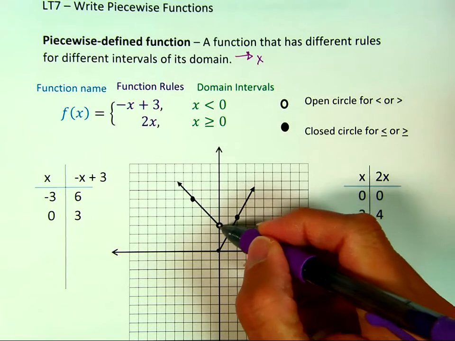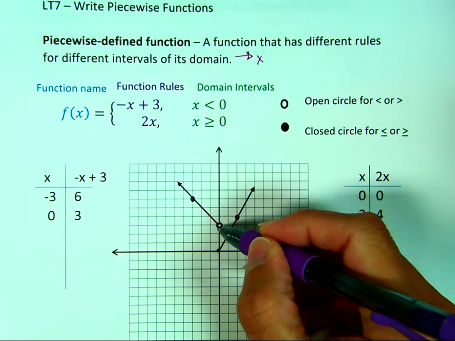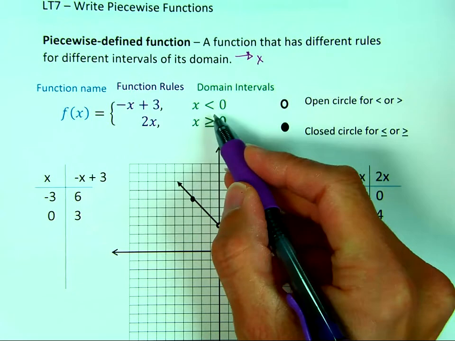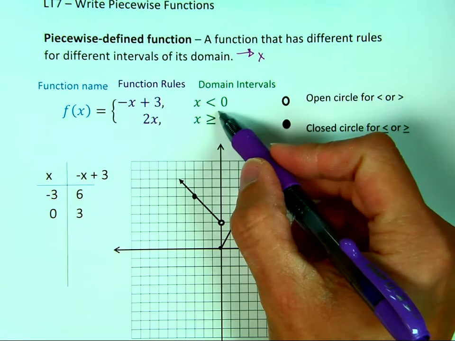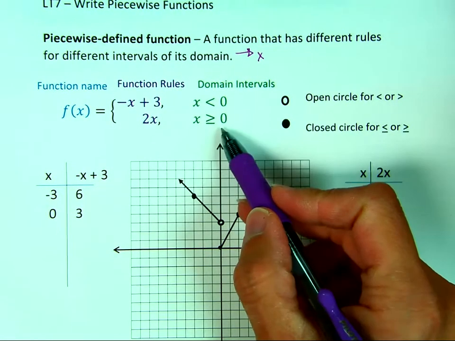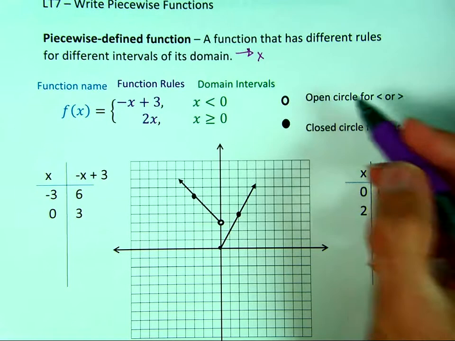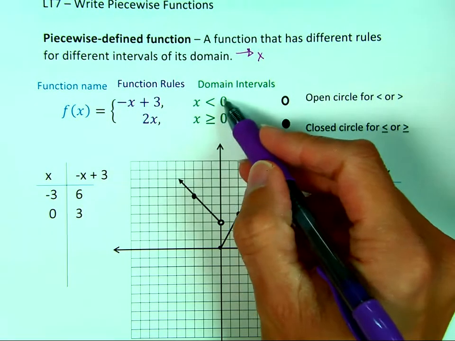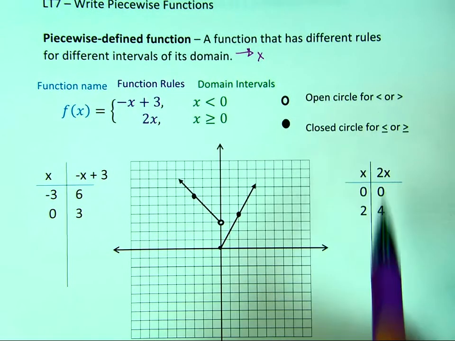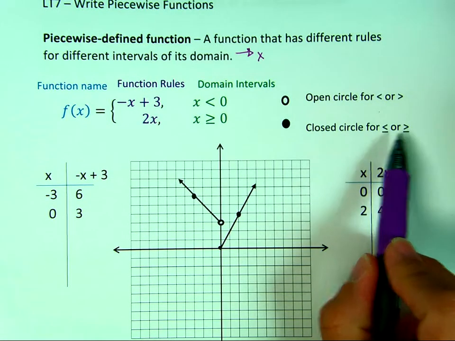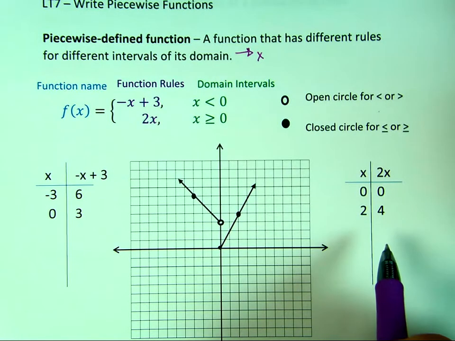So you can see that the y-intercept has an open circle. That's because we couldn't use 0. We can go right up to 0 on this function, but we can't use 0 because it says it's less than 0. But for this one, we could. So open circles and closed circles depend on these little inequalities. Less than or greater than uses open. Less than or equal to, or greater than or equal to, uses a closed circle.